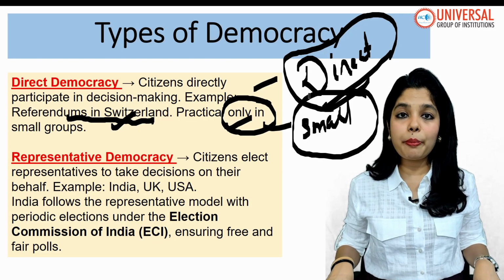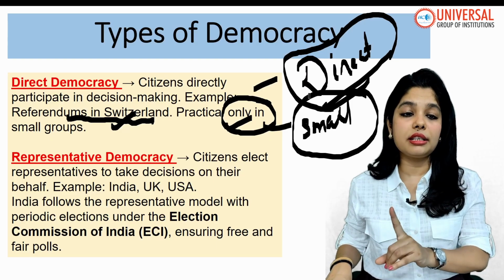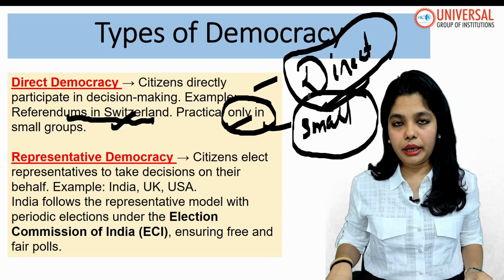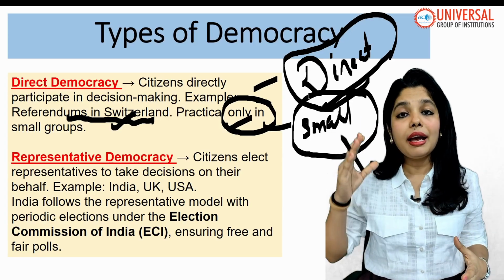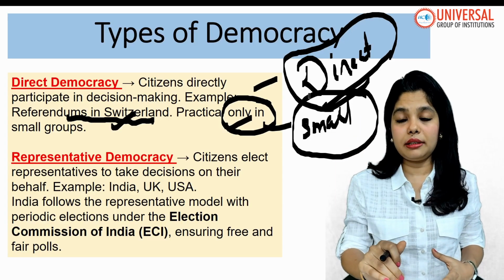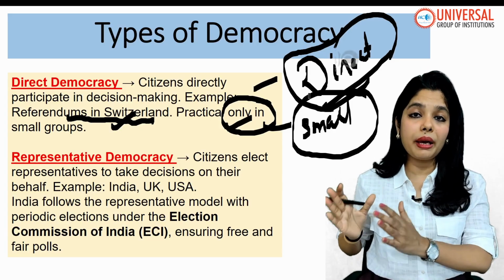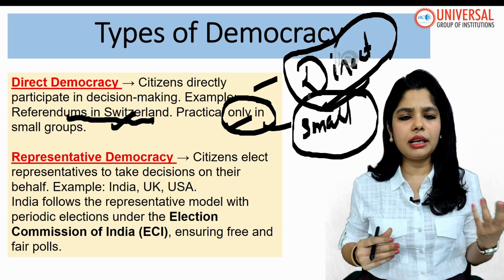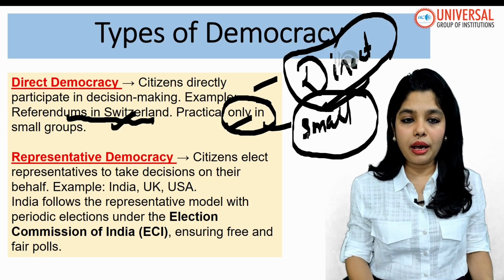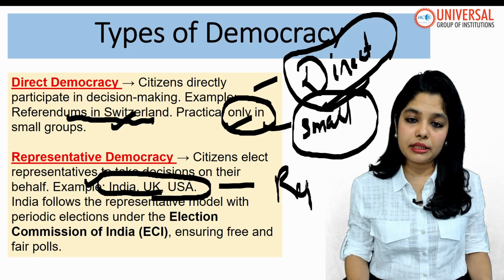If we talk about representative democracy, citizens elect representatives to take decisions on their behalf. So people will be electing a representative on their behalf, and that particular representative will be making rules and regulations and finalizing decisions on behalf of the people. That happens in India. We have representative democracy in India, in the UK and the US. You have this representative democracy when people don't directly take decisions, but they select a representative.